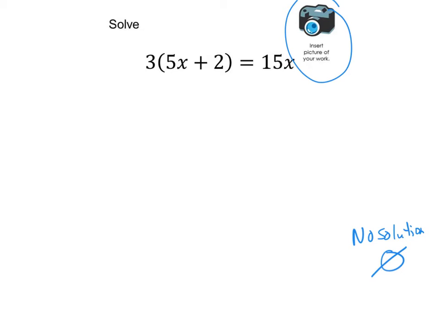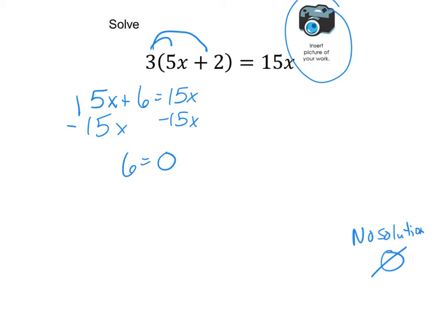Okay, I can solve it 2 different ways. One way I can solve it is by distributing first. 15x plus 6 equals 15x. And I'm going to subtract 15x from both sides. I get 6 equals 0. That is not a true statement. So my answer is no solution, or this little figure.